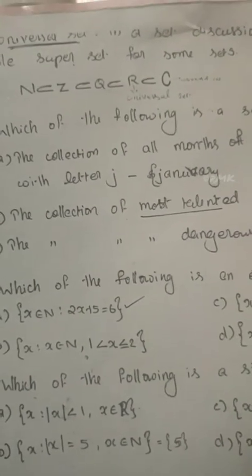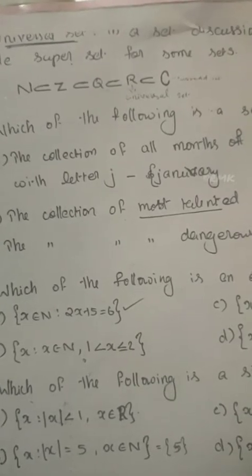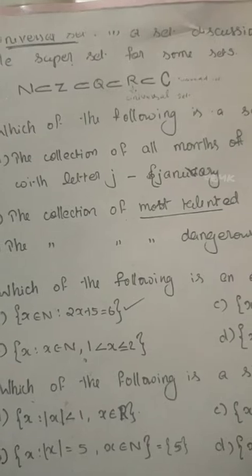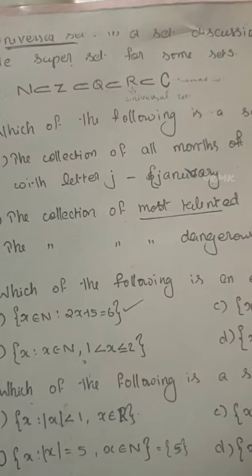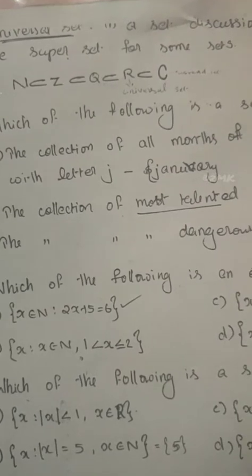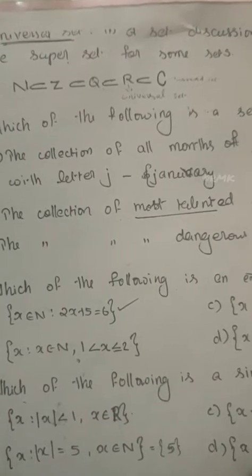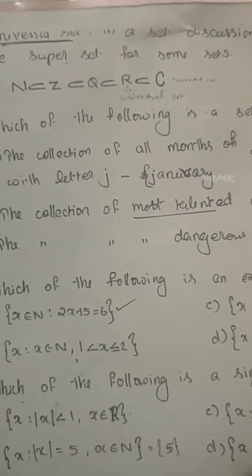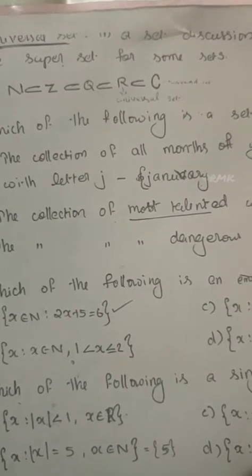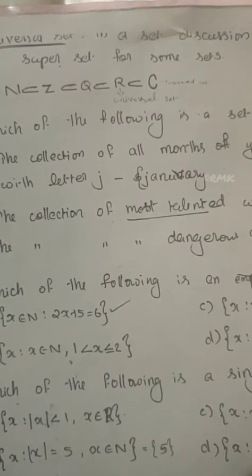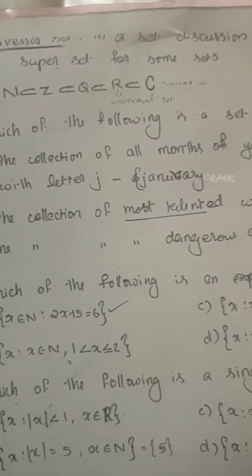N is a set, natural numbers. Its superset is integers. Superset of Q. Superset of R. The final superset is complex numbers. Natural numbers, integers, rational numbers, real numbers. The biggest possible superset is complex. So complex is the universal set for N, Z, Q and R.